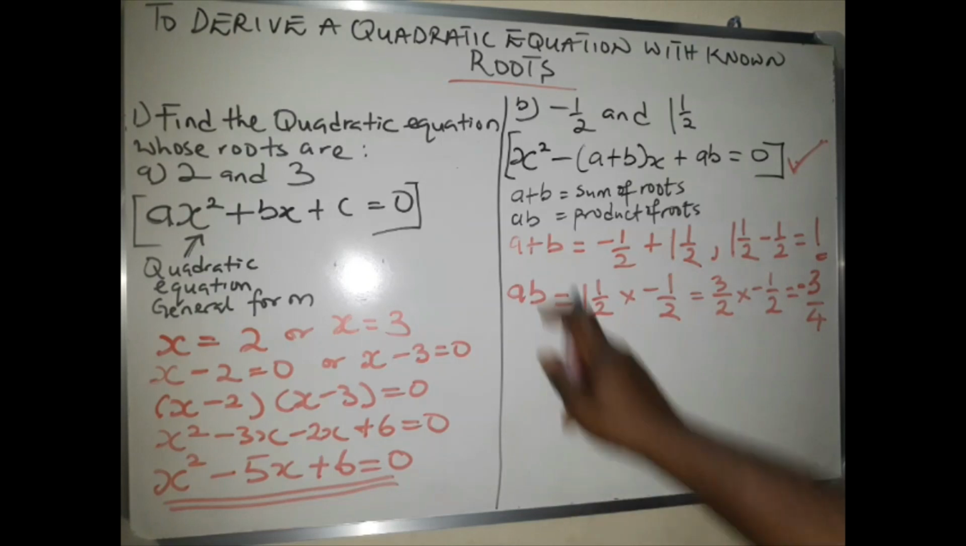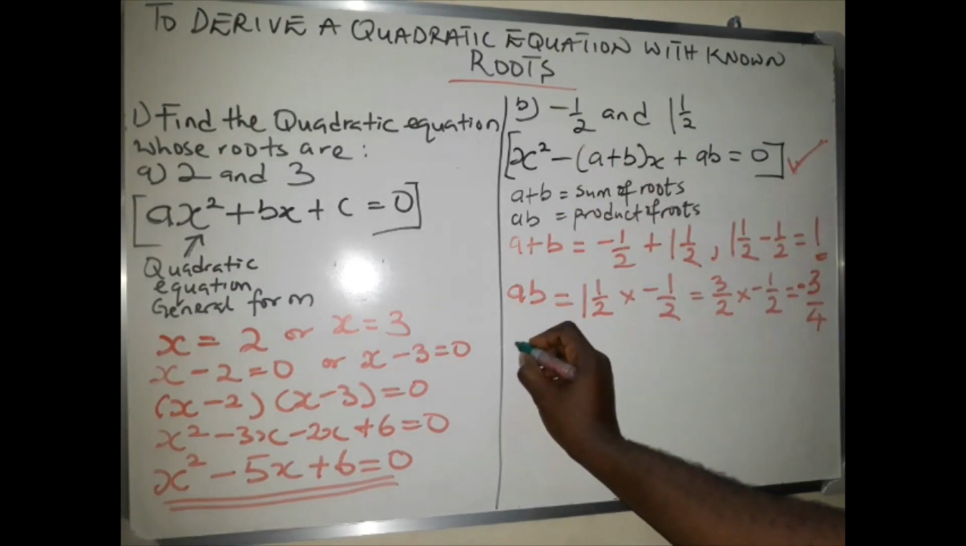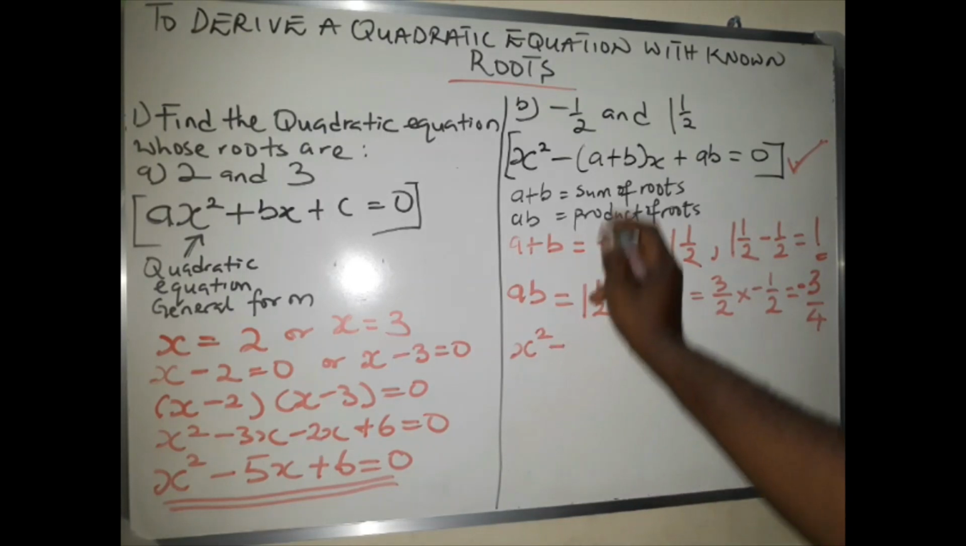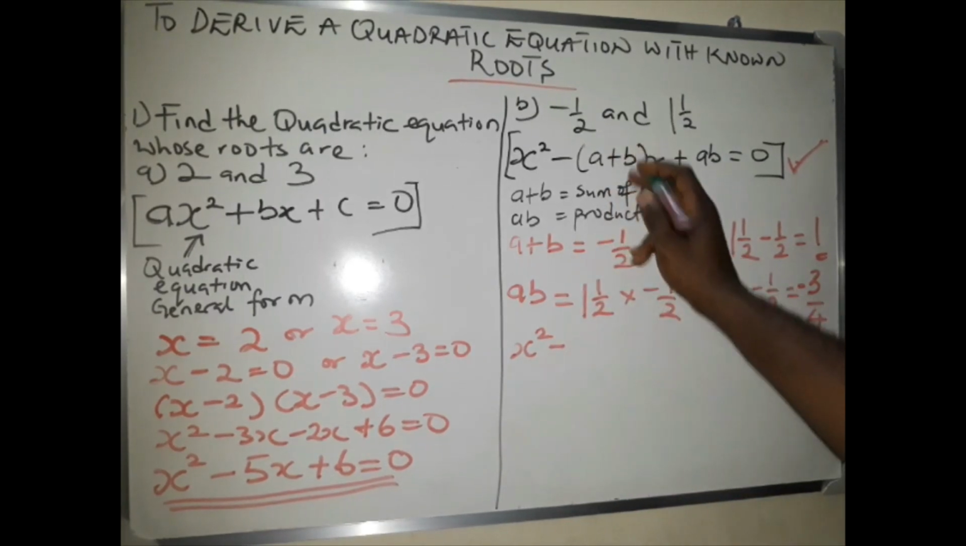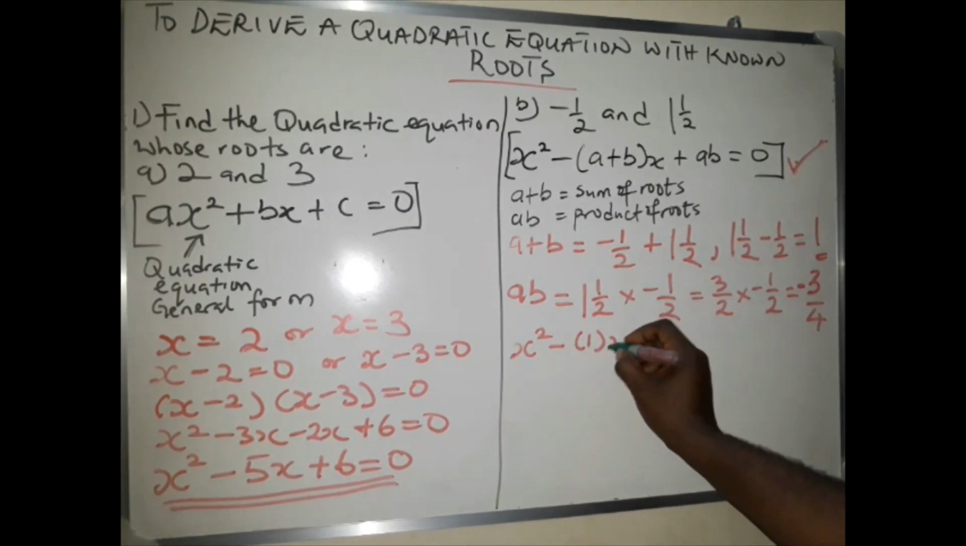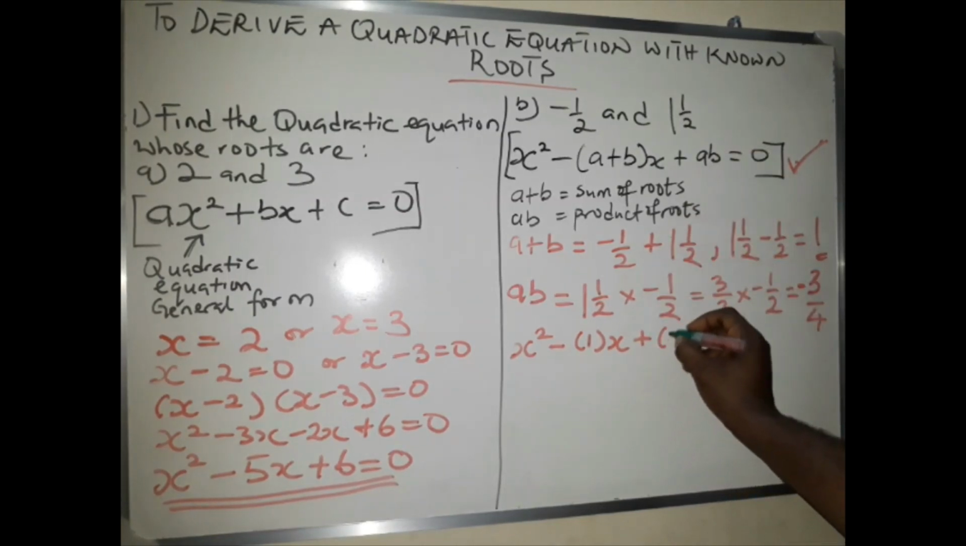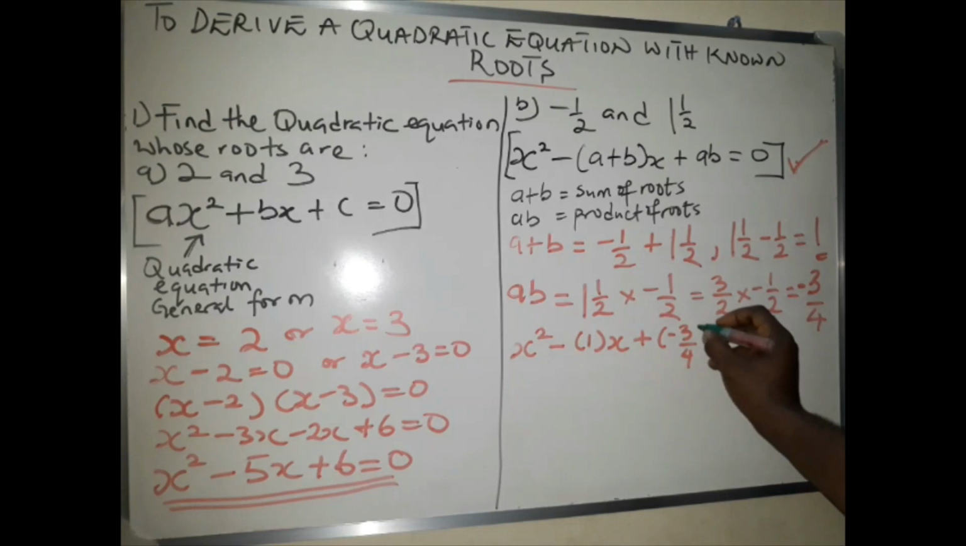So now we have the sum of the roots, which is equal to 1. We have the product of the roots, which is equal to minus 3/4. So what do we do? We now take these two values and put them in the equation. So you write your x squared minus, in bracket you have your sum of the roots, which is 1. So you put your 1 x. You have your plus ab. ab is going to give you what? Minus 3/4, which is equal to 0.